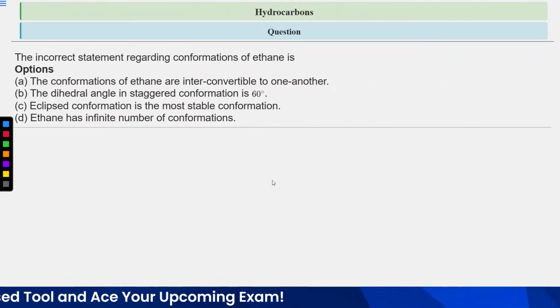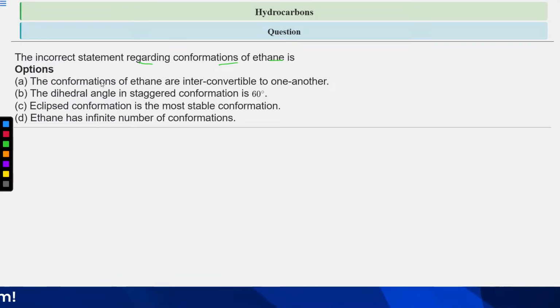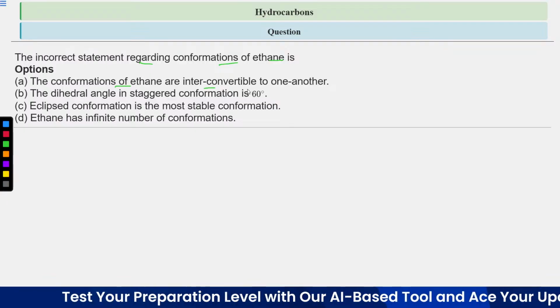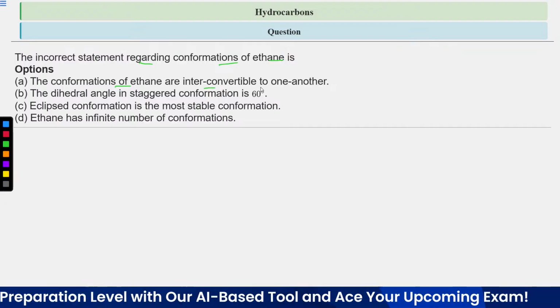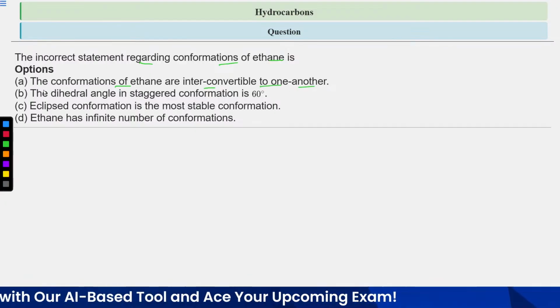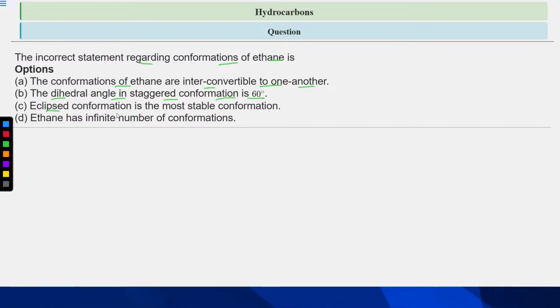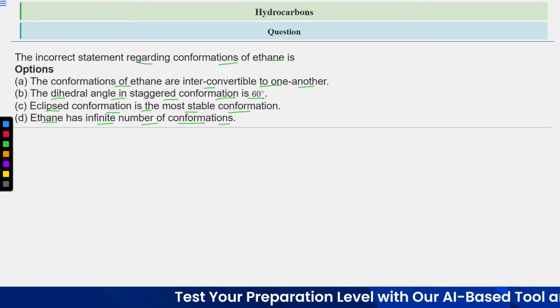The incorrect statement regarding conformations of ethane is. So, after looking at the conformations of ethane, what will be the incorrect statement from the given options? Options are: the conformations of ethane are interconvertible to one another. The dihedral angle in staggered conformation is 60°. Eclipsed conformation is the most stable conformation. Or ethane has an infinite number of conformations.